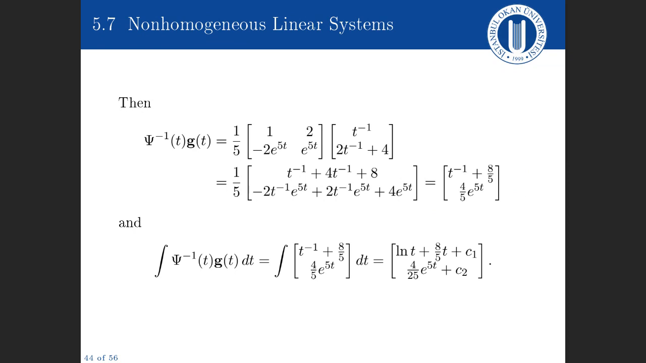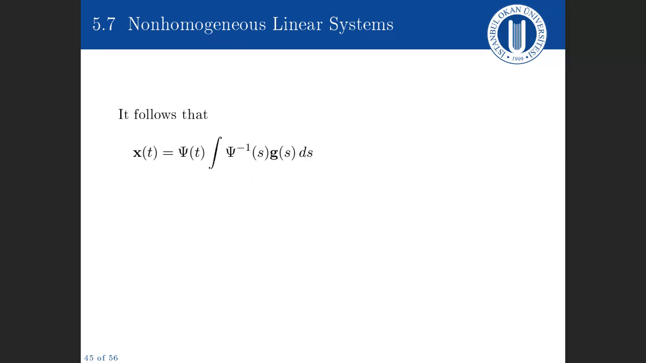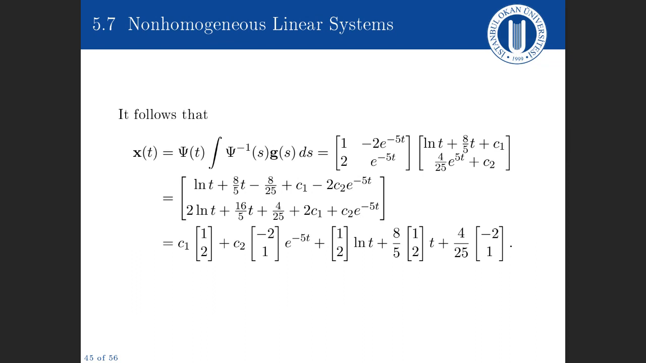Integral of t^(-1) is ln t. Integral of 8/5 is 8/5 t. Integral of 4/5 e^(5t) is 4/25 e^(5t). And then we add our constants, plus c1 on the top and plus c2 on the bottom. Then one final step: we need to calculate psi multiplied by this integral that we've just found. So that's a matrix multiplied by a vector function. Again, I leave this for you to check. Assuming I haven't made any mistakes, this is the solution on the bottom.